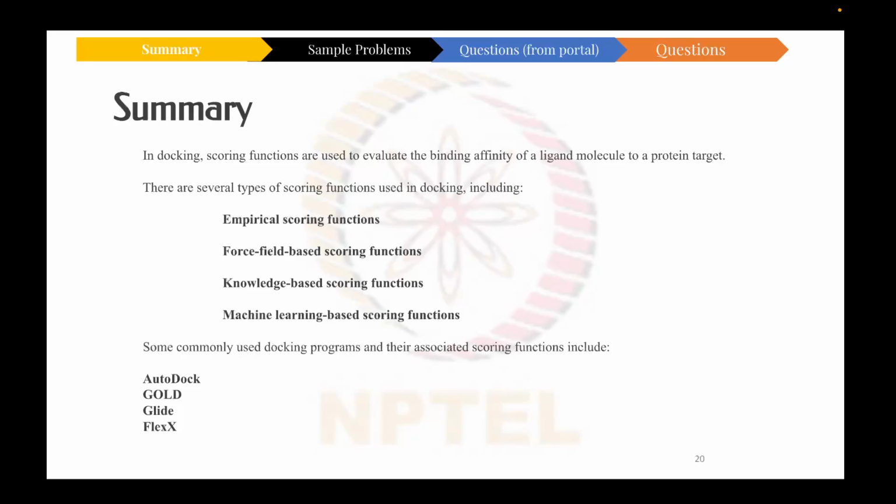The selection of a scoring function depends on factors such as protein ligand complexities, desired accuracies, and speed and availability of computational resources. Each scoring function has its strengths and limitations, making it essential to choose one that best fits the specific requirements of the docking calculation.